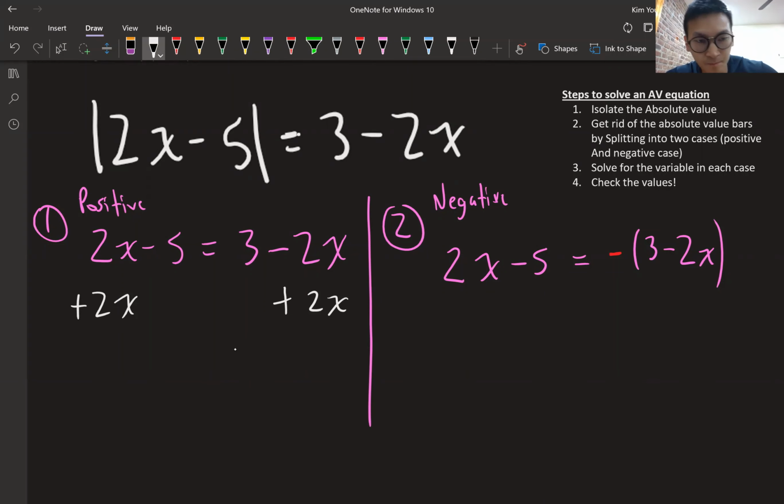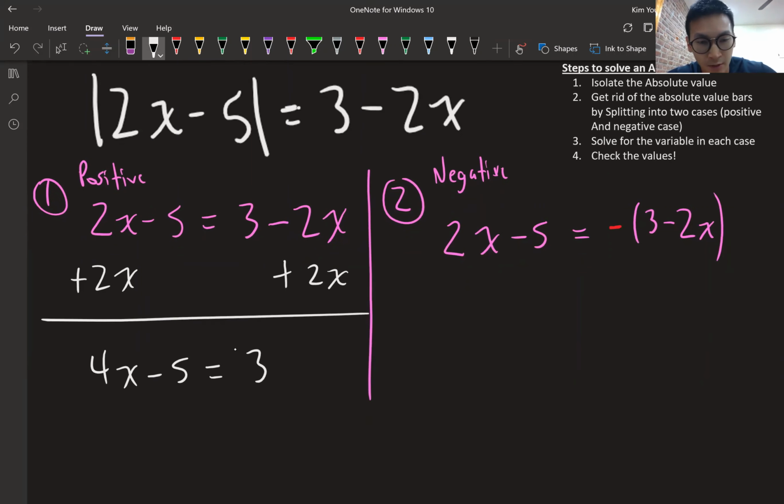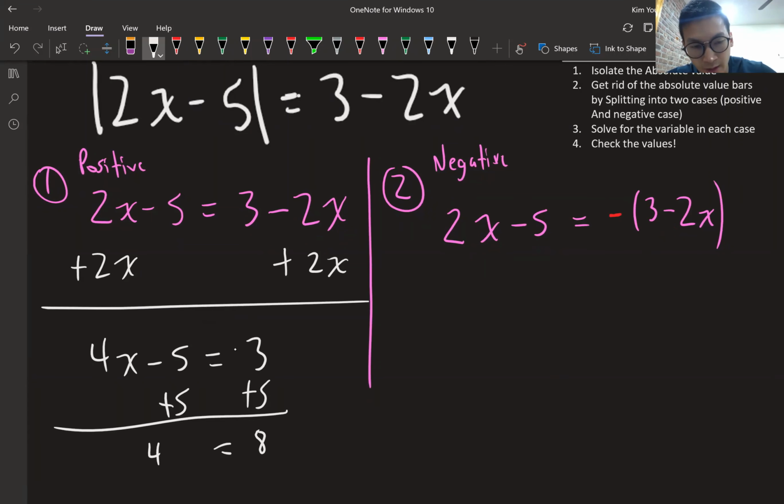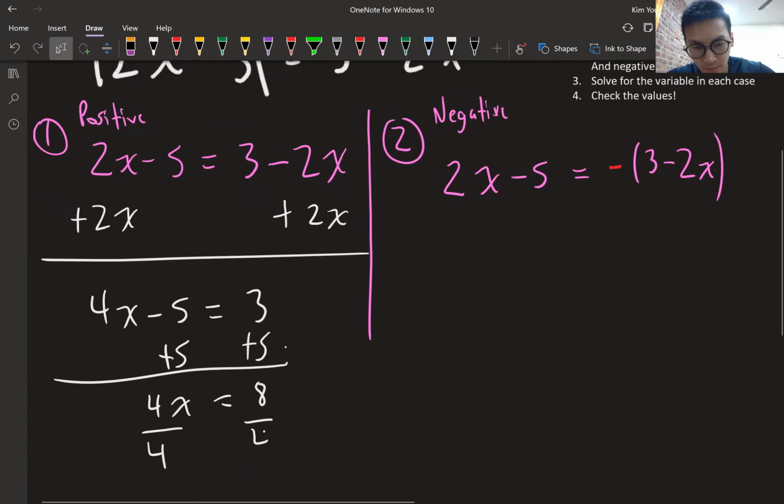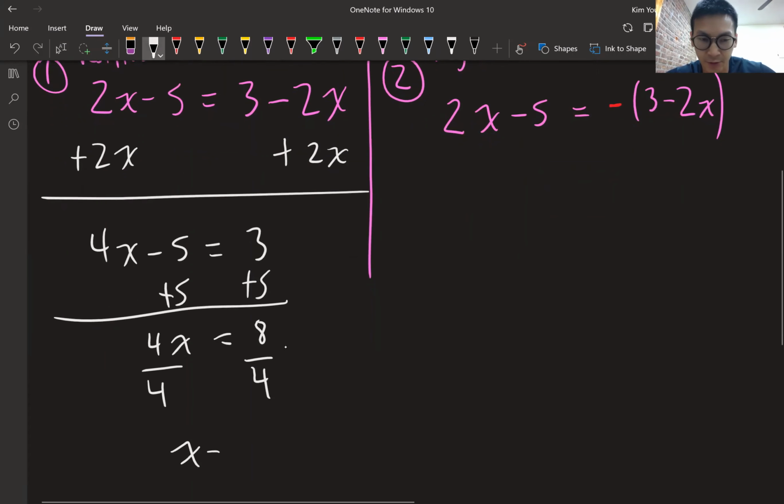You get 4x minus 5 is equal to 3. And then you add 5 on both sides. You get 8 is equal to 4x. And then you divide both sides by 4, and that'll give you x equals 2. We still have to check that.